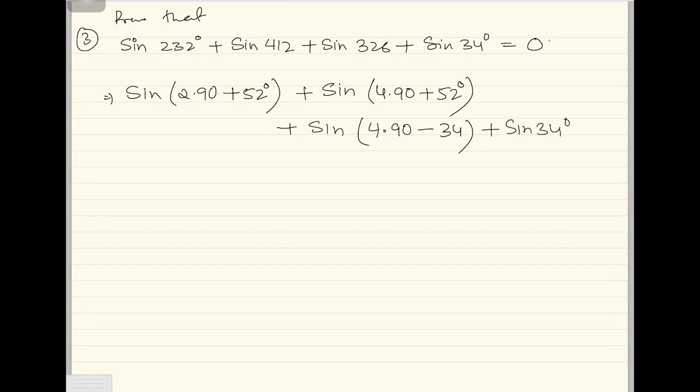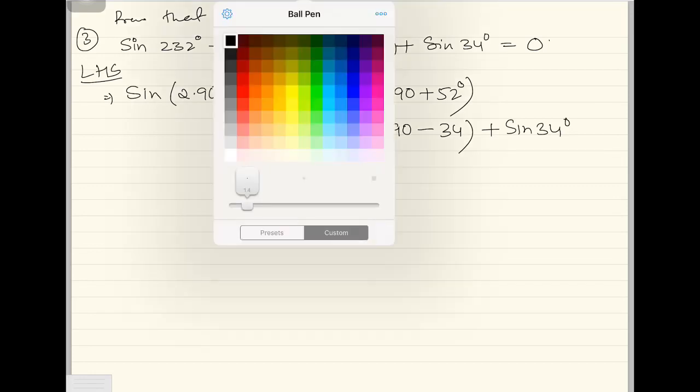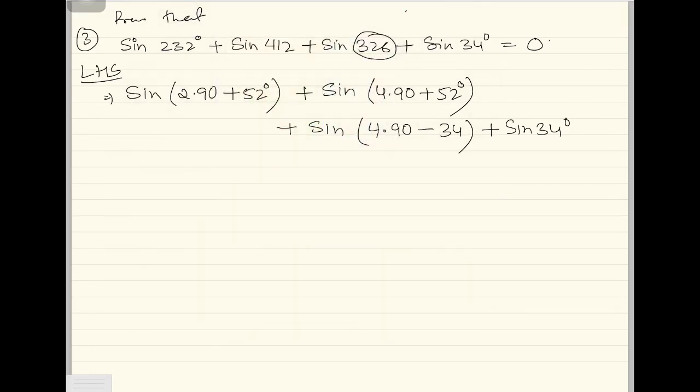Now you may wonder, this is the left hand side, by the way. Now you may think, why did I not use the other option here instead of this? The other option would be 3 into 90, that's 270 plus 56 degrees. Why did I not use this? This is very interesting.